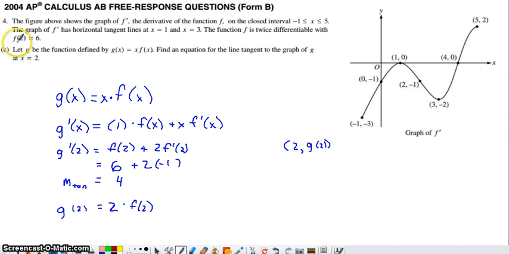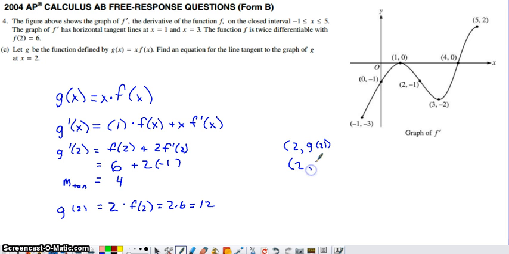Well, f of 2, we just used that to find the slope a minute ago. F of 2 is 6. So this is going to be 2 times 6. And 2 times 6, of course, is going to end up being 12. So our point of tangency is 2 comma 12.